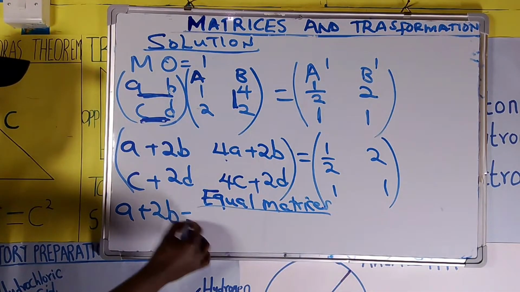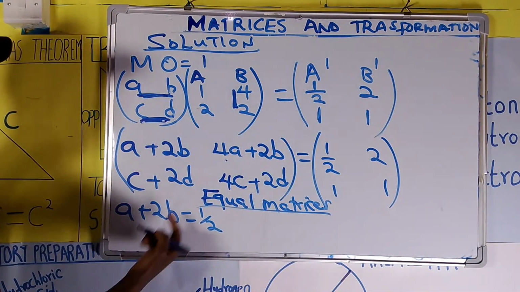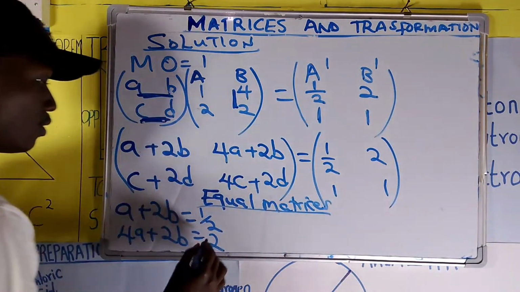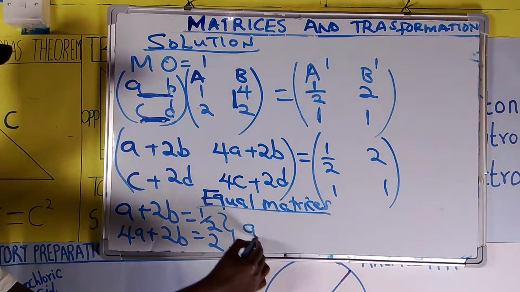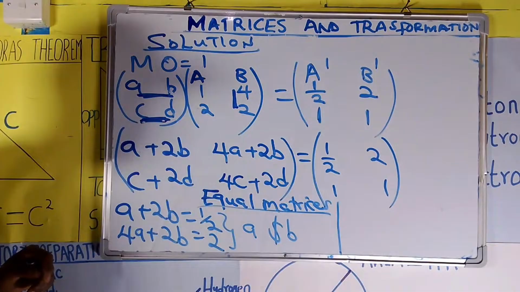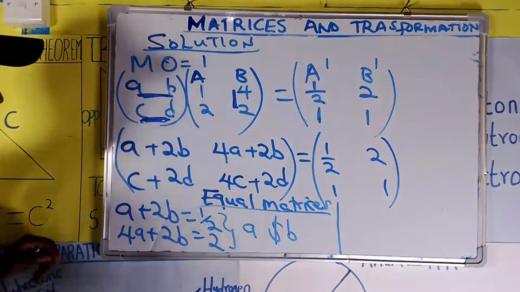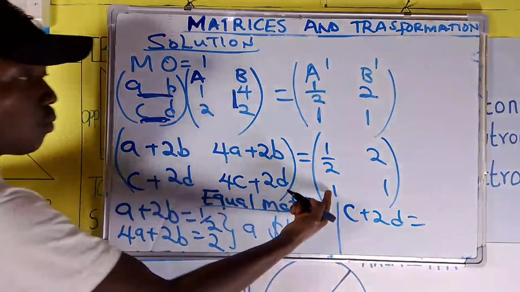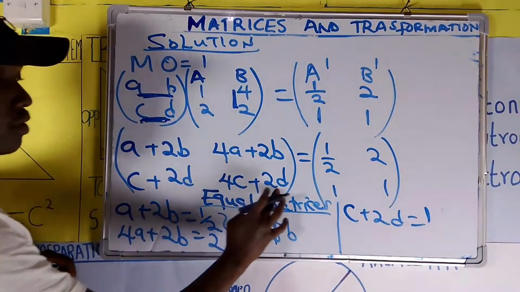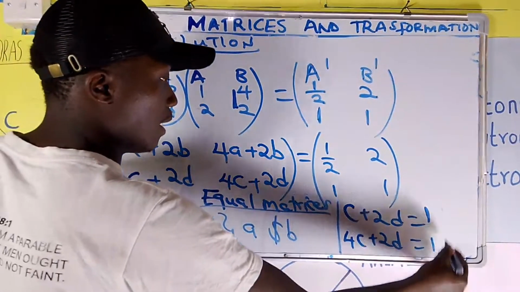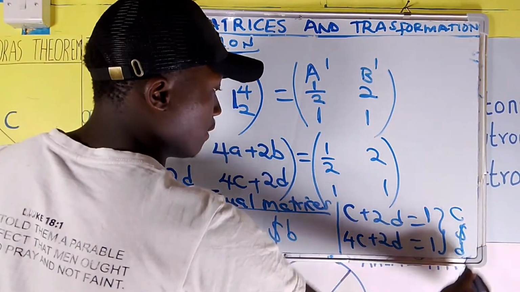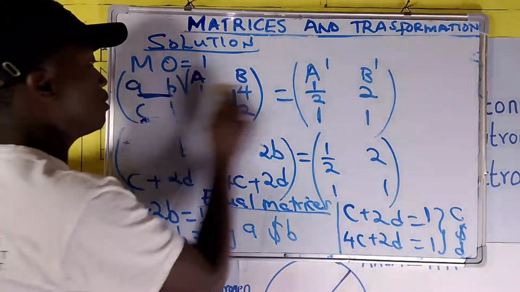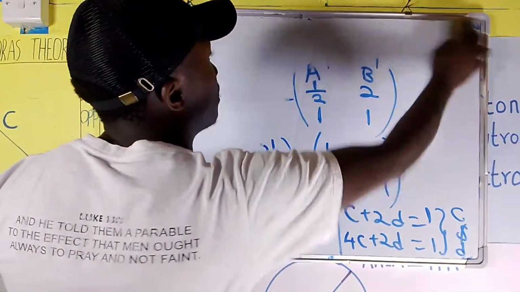A plus 2B is equal to a half. And the second, 4A plus 2B is equal to 2. These two, when we solve, will give us A and B. Let's go to the second ones: C plus 2D is equal to 1, and 4C plus 2D is equal to 1. When we solve these, they will give us C and D. And once we solve A, B, C and D, we have matrix M.